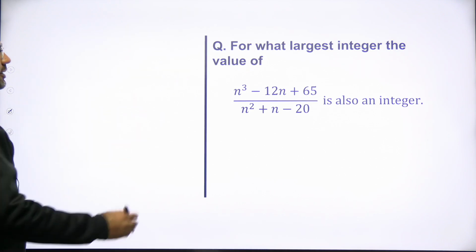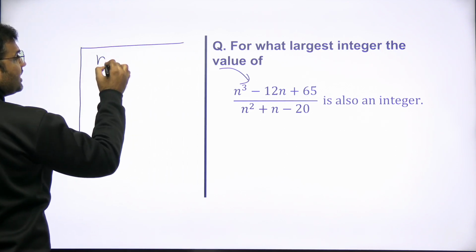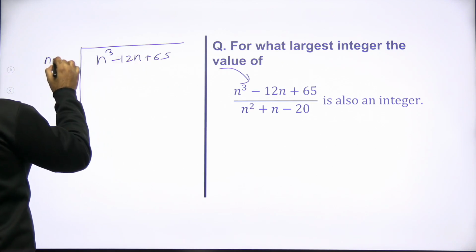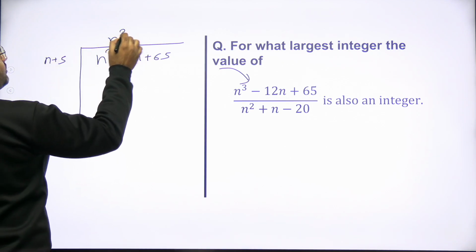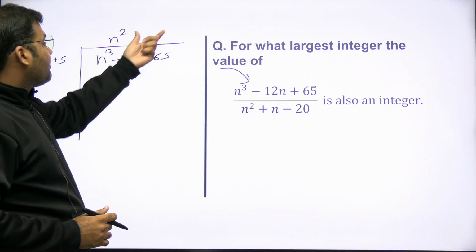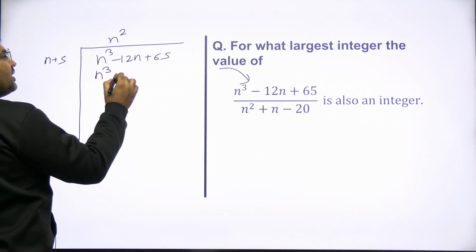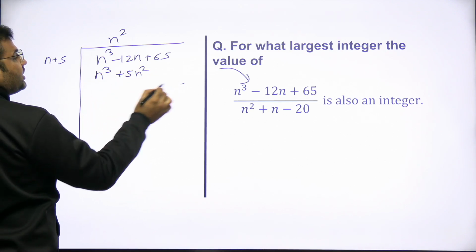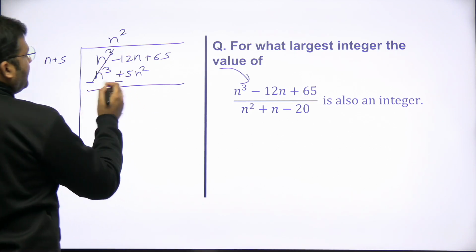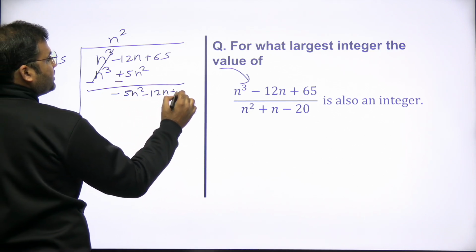Now, when I say n plus 5 is a factor of this cubic equation, then you need to divide it by n plus 5, right? When you divide it by n plus 5, we need to do the division to know what other quadratic equation will be the factor of this cubic equation. So here the first term would be n cube plus 5n square. This gets cancelled, right? So this finally will become minus 5n square minus 12n plus 65.